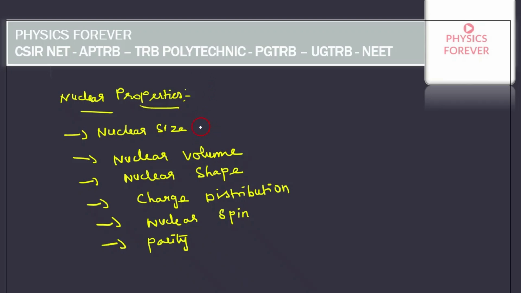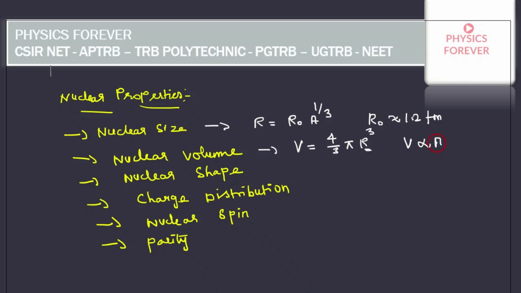So we are going to see problems related to this today. So, nuclear size, what is the empirical formula? R is equal to R naught A power 1 by 3, where R naught is approximately 1.2 Fm. So what is the nuclear volume? Volume V is equal to 4 by 3 pi R cube. So R cube we have to substitute this value, then V is directly proportional to A, that should be the mass number.